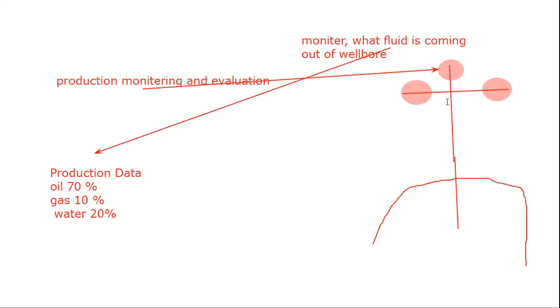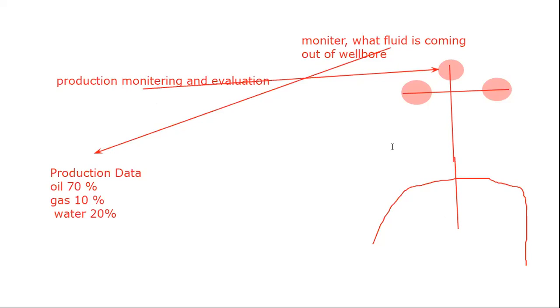Every 12 hours, they make a report of production oil. This much oil came out, this much gas came out, this much water came out. Okay, this is the first job. You monitor this production, and then this data, every 12 hours, you send to the head office.